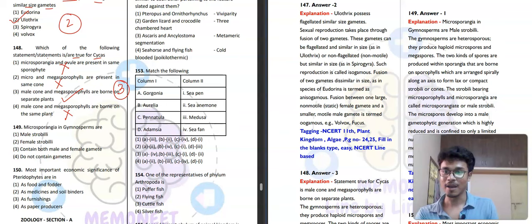It is saying that microsporangia in gymnosperms are in male strobili, female strobili, both containing male and female gametes, or do not contain gametes. So micro in biology basically means the male gamete or something male. Macro or mega means female and micro means male. So here the first, male strobili, will be our correct answer. Microsporangia in gymnosperms are in male strobili.